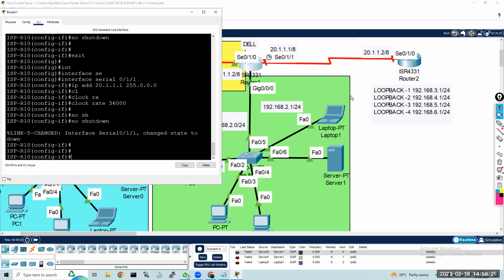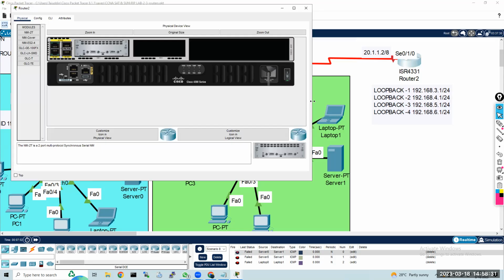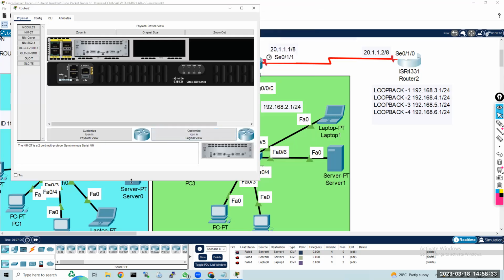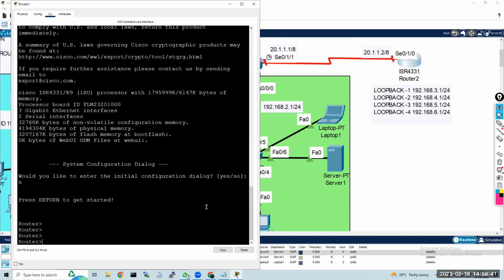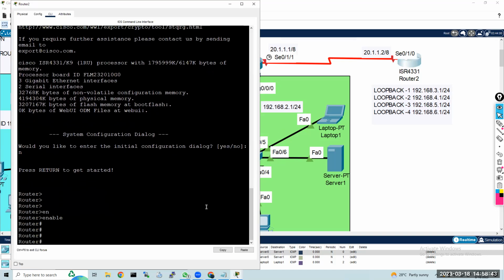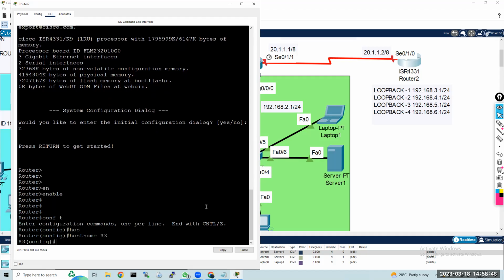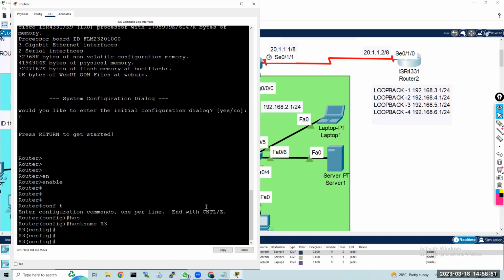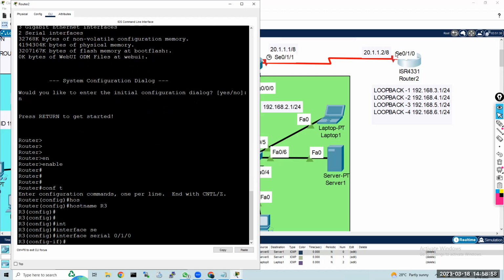So let's configure your router 3, which is the last router now. So this is right from scratch, guys. This is a new router now. So in global configuration, this is my router 3 now. So I'll go to this interface, serial 0/1/0. We can see this interface, right? Yes. We can see on the screen.